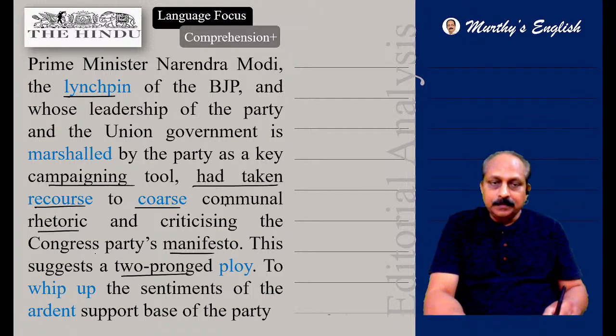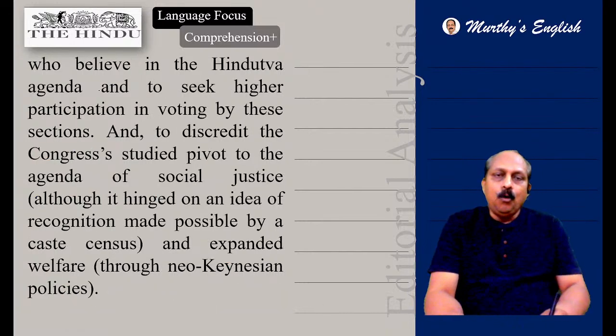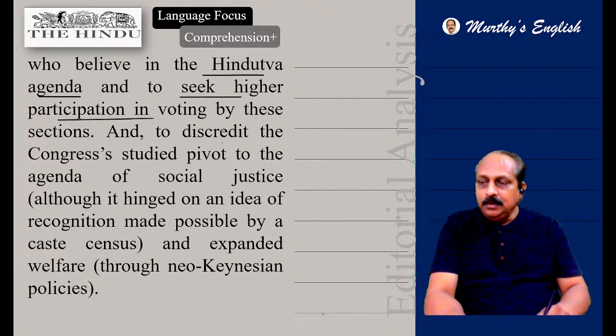The first one is what? Hindutva campaign. To whip up the sentiments of the ardent support base. Ardent means very strong support base of the party who believe in the Hindutva agenda, as I said, and to seek higher participation in voting by these sections. That is one approach. And to discredit, what is the second one? Attacking the opposition and the manifesto of the Congress party.